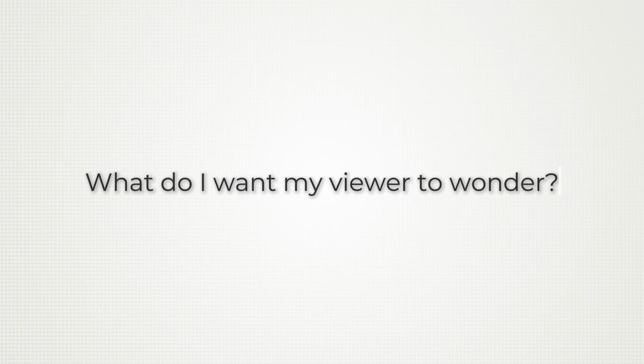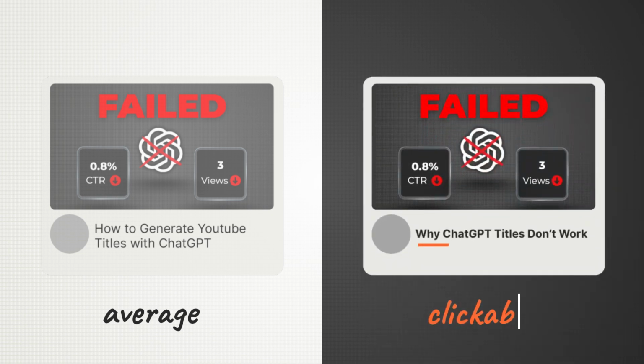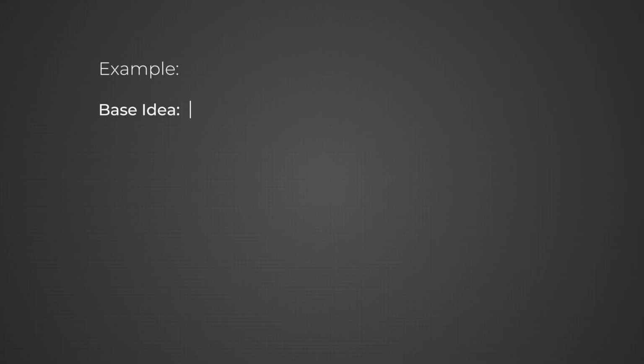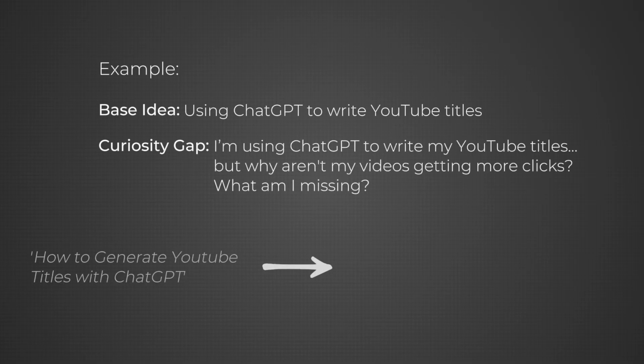So, as the second step, before you even use ChatGPT, ask yourself this: what do I want my viewers to wonder when they see my title? That question alone will instantly separate an average title from a clickable one. For example, let's say the base idea of this video is using ChatGPT to write YouTube titles. But with the curiosity gap introduced, ChatGPT converted that into "why ChatGPT titles don't work." See the difference? Same topic, totally different results.